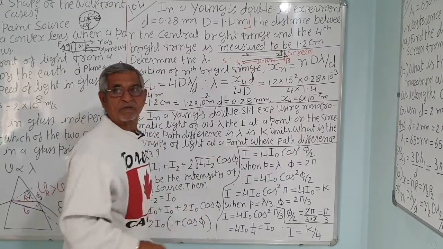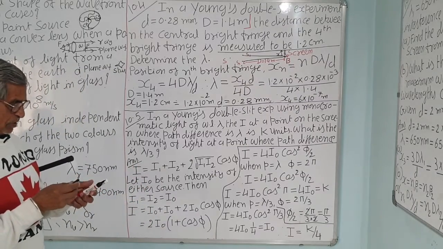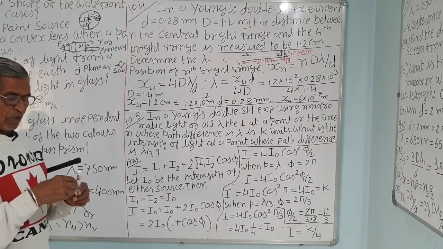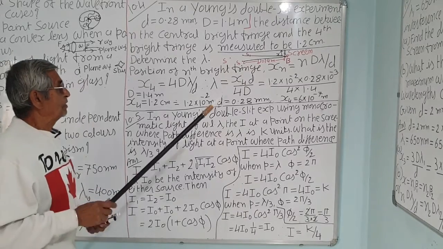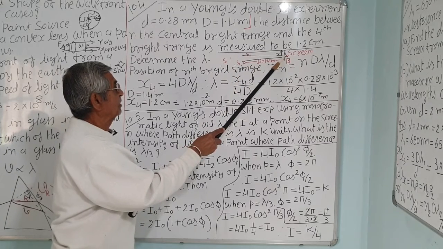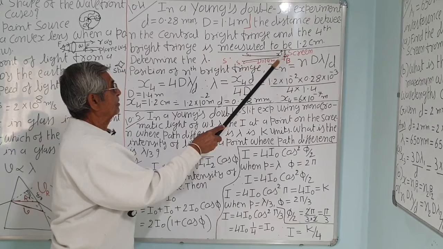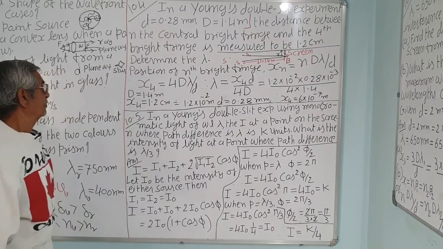In between bright to bright, there will be a dark fringe also, when the path difference is an odd multiple of lambda by 2: lambda by 2, 3 by 2 lambda, 5 by 2 lambda, 7 by 2 lambda, and so on. Here you will get the lambda for the first bright, then 2 lambda, 3 lambda, and 4 lambda. Correct? So we have to calculate the lambda.